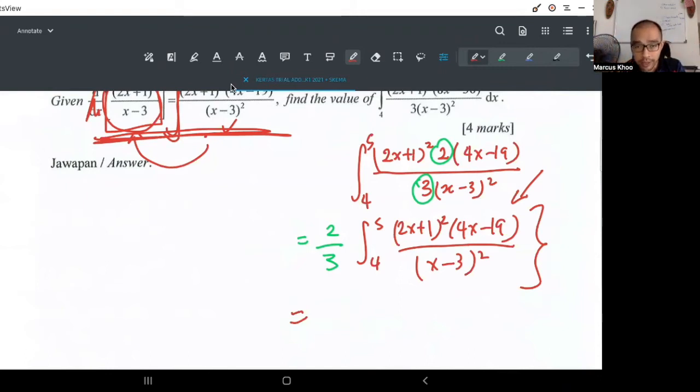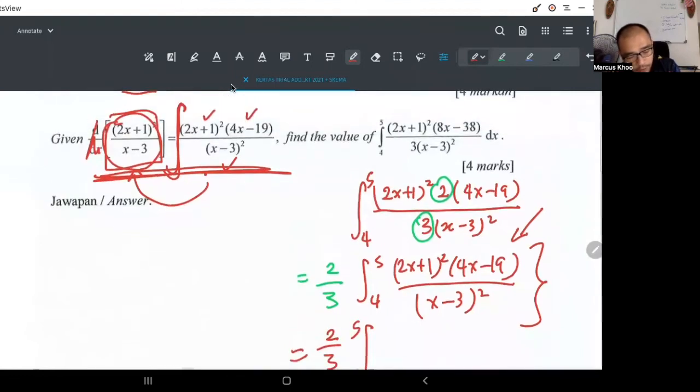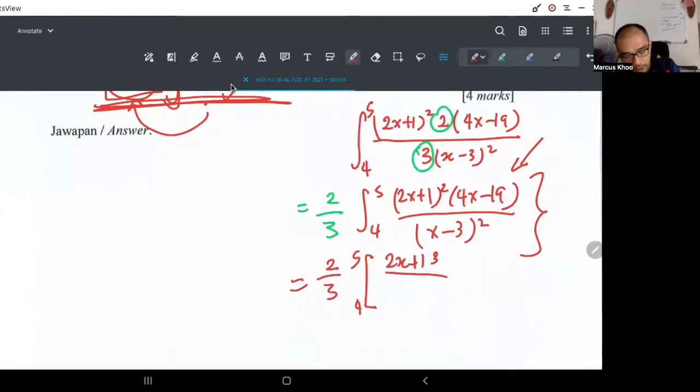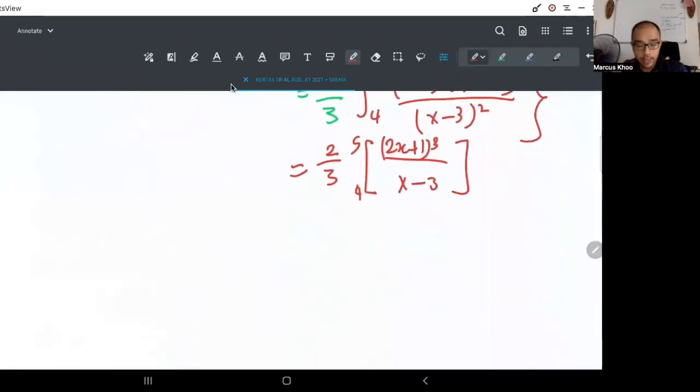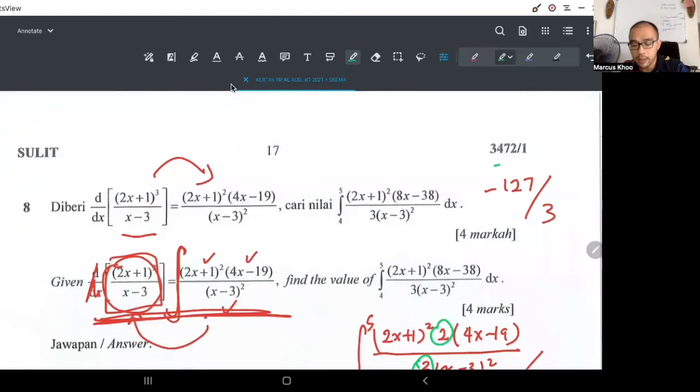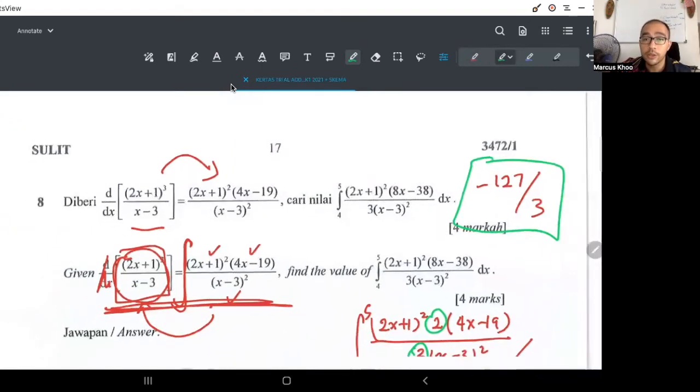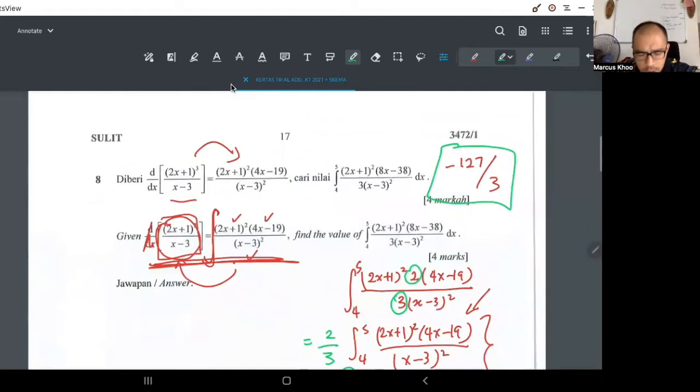So when you integrate this, you actually get 2 over 3, then you have 4 and 5 over here of 2x plus 1, is it cube? Yeah, cube over x minus 3. And this one doesn't become difficult anymore. Substitute 5 minus substitute 4, and you should be able to get this answer, minus 127 over 3. So always remember, you are never required to integrate something so complicated. If this happens, usually they will give you a clue already. So understanding this relationship is very important.